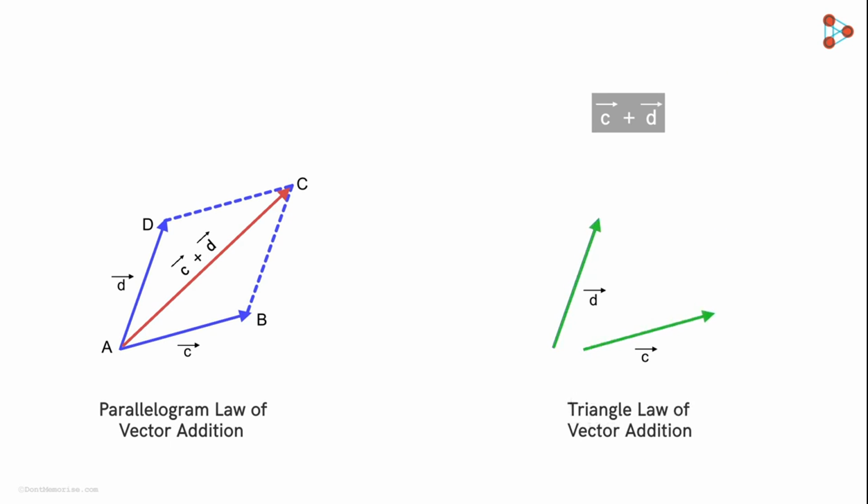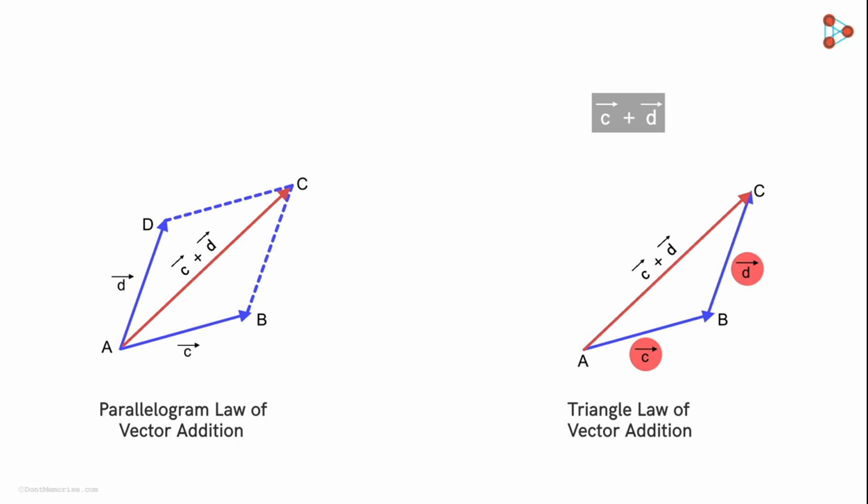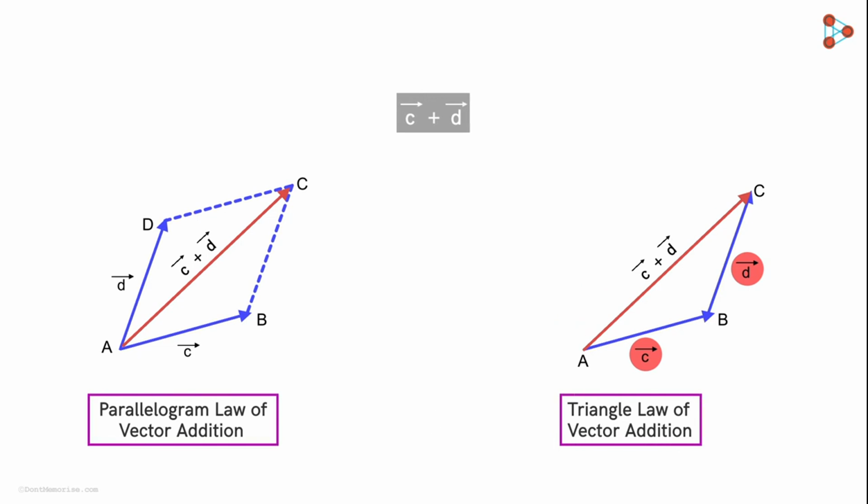Here, according to this law, we move vector D such that its initial point coincides with the terminal point like this. So we see that these 3 points, A, B, C, will form a triangle. Now the third side of the triangle in the opposite order than these two represents the vector sum of these two vectors. Thus, we have two laws for vector addition.